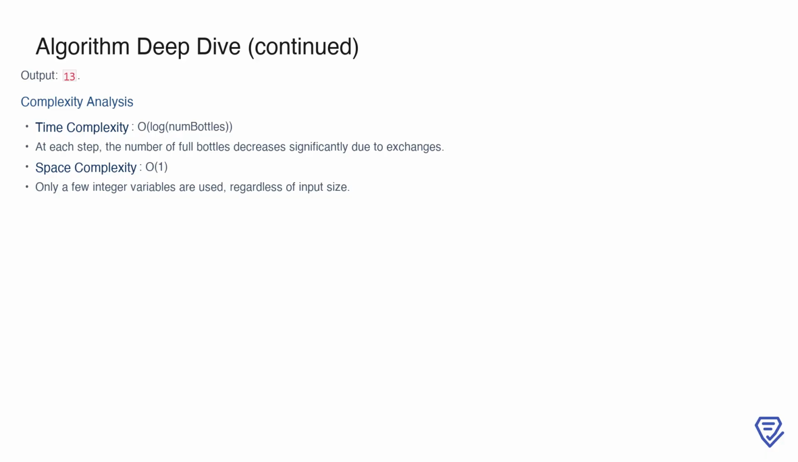Let's analyze the complexity of the algorithm. The time complexity is O(log number bottles), because the number of full bottles decreases significantly with each exchange, following a logarithmic progression. The space complexity is O(1), since the solution only utilizes a few integer variables, such as total drinks and empty bottles, regardless of the input size. This makes the approach both time-efficient and memory-efficient, making it well-suited for this type of problem.